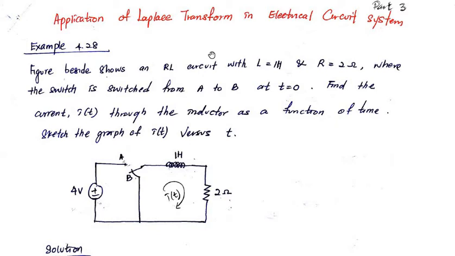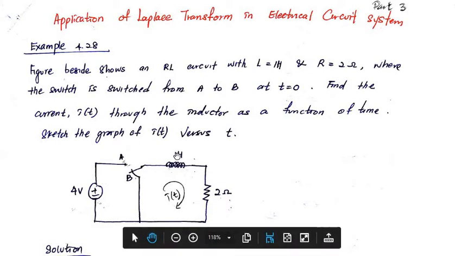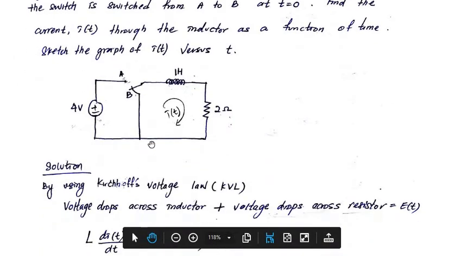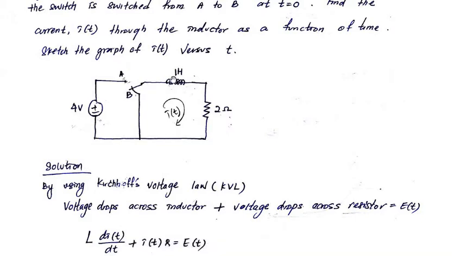The figure below shows the RL circuit with the inductor being 1 Henry and the resistor 2 ohm, where the switch is switched from A to B at t equals 0. Find the current i(t) through the inductor as a function of time, and then sketch the graph of i(t) versus t. So this is the circuit. You have the source of 4 volts, and this is the inductor value and the resistor value.